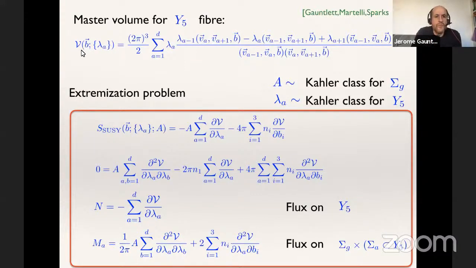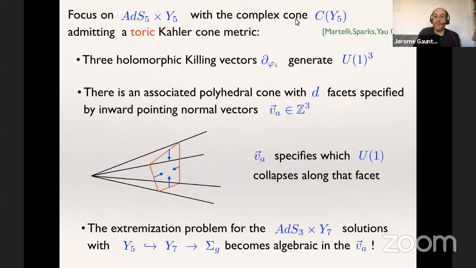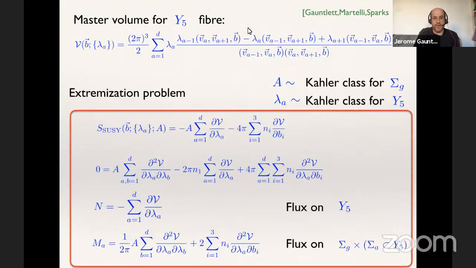First of all, there is this thing called V, which is called the master volume for the fiber. And it's a functional of a three-vector b, which you should think of as the choice of R-symmetry vector. Remember, we have three U1s. So the R-symmetry is pointing in one of those three U1 directions. And that's what that vector b is.